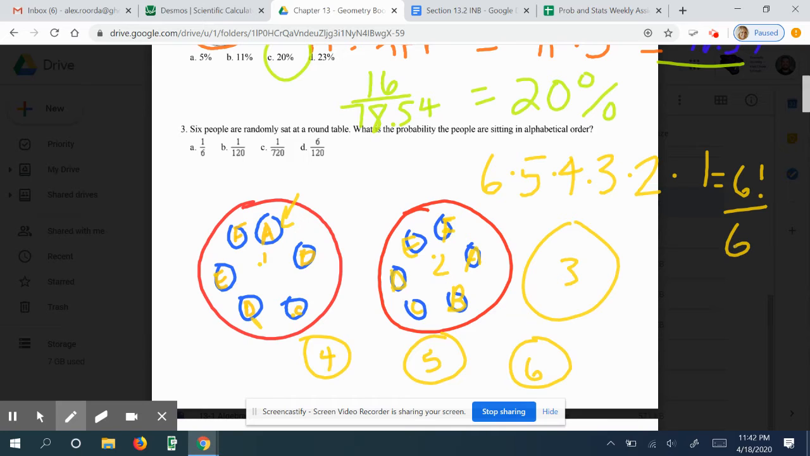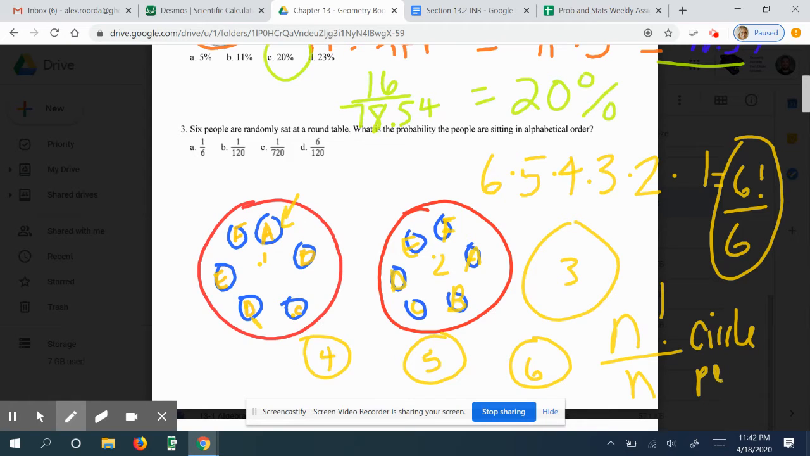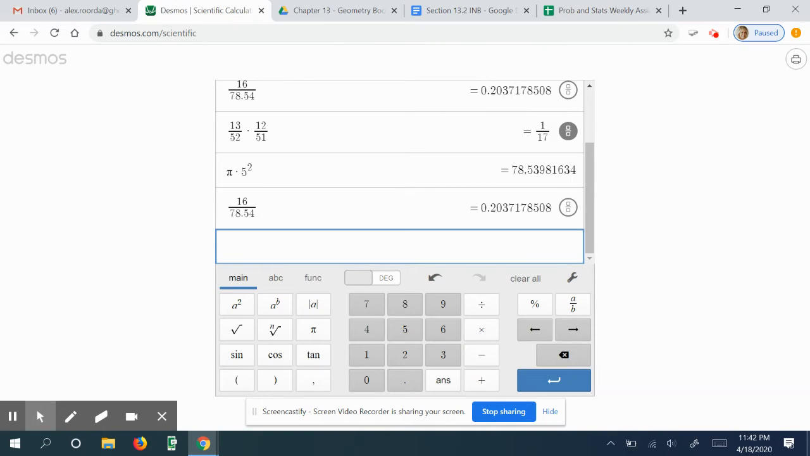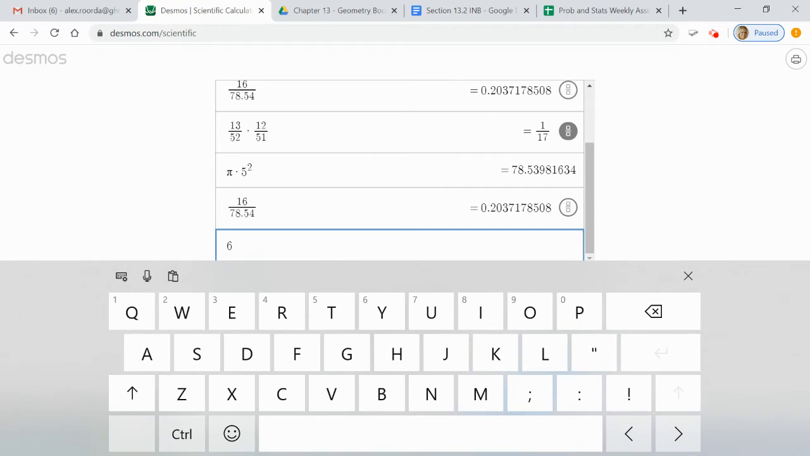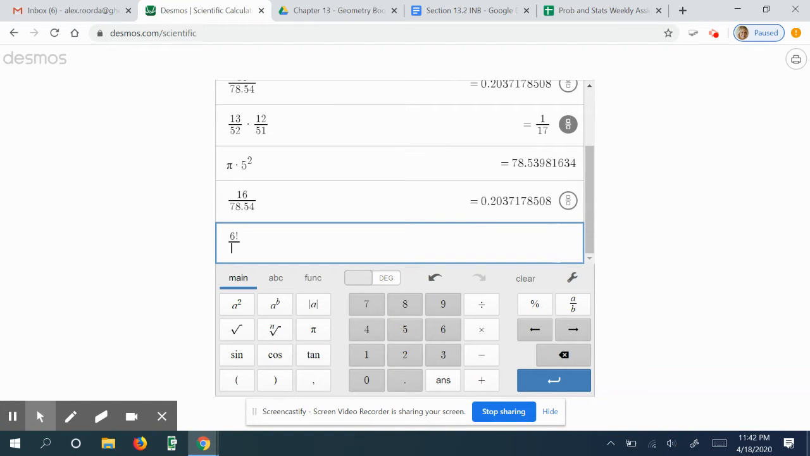So our formula was this. We called it n factorial over n. So this is for circle permutations, right? And that would be one that you probably want in your notes, circle permutations. And so we're going to go to our calculator, and we're going to say 6 factorial, and then divided by 6 is 120.